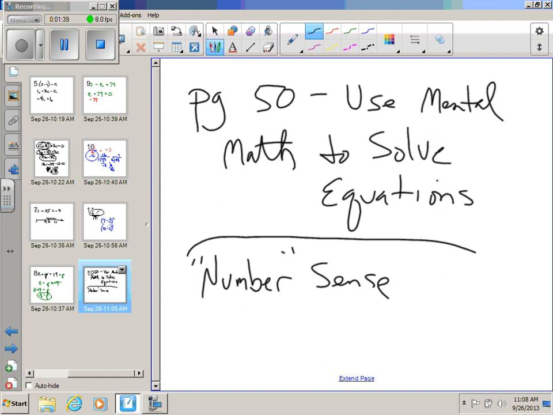If common sense is knowledge that everyone should have, what's number sense? Numbers that are easy to do. Everybody should know. Relationships between certain numbers that you should just know. Your number sense. How do you gain more common sense?